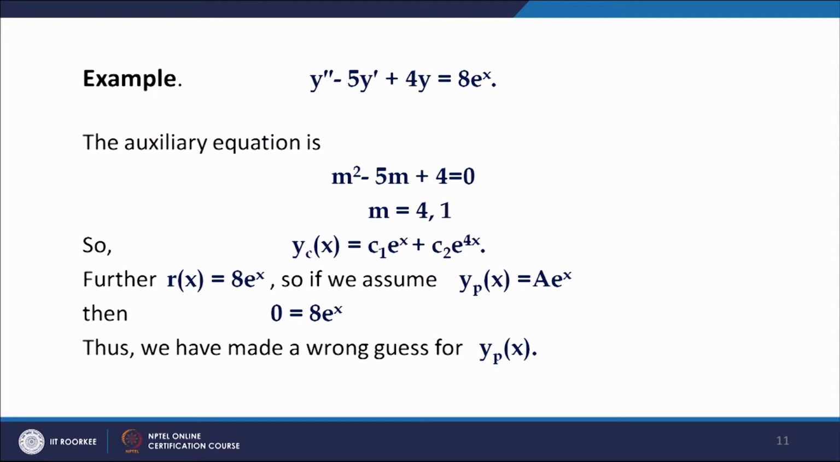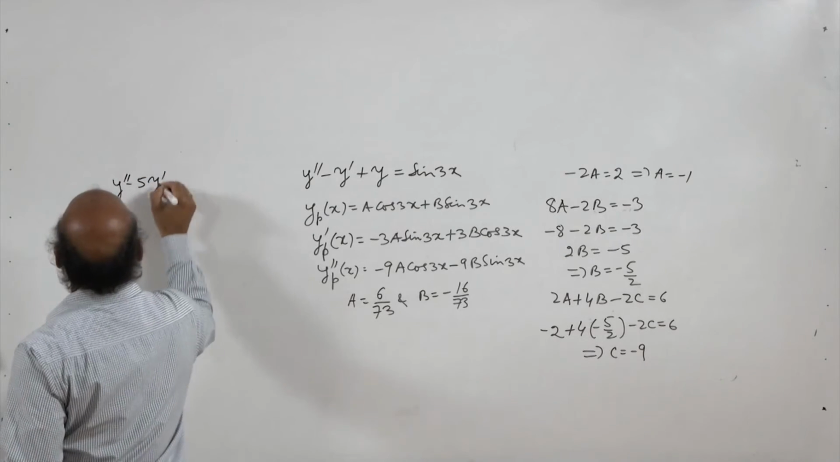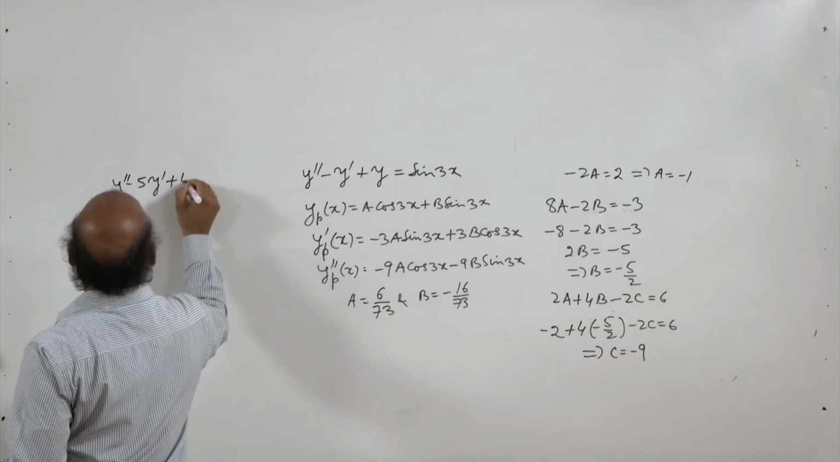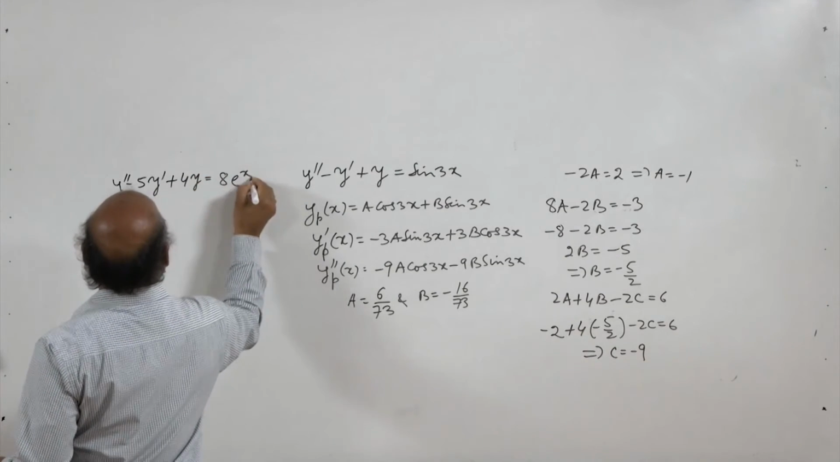Now, when we look at the form of R(x), R(x) is 8 e to the power x, and successive differentiations of e to the power x produce e to the power x. So, we can assume y_p(x) to be equal to a times e to the power x. But when you put y_p(x) equal to a e to the power x in the given differential equation, y double dash minus 5 y dash plus 4y equal to 8 e to the power x, let us see what happens.